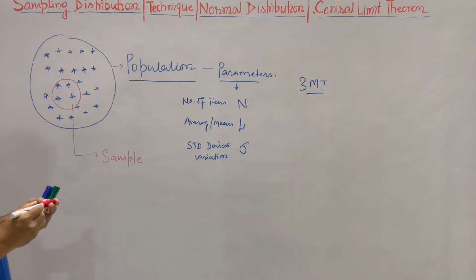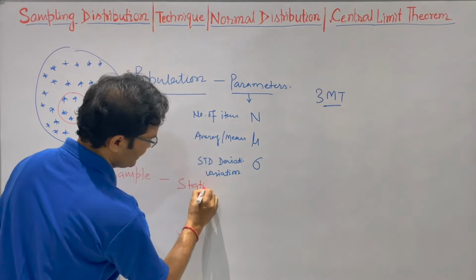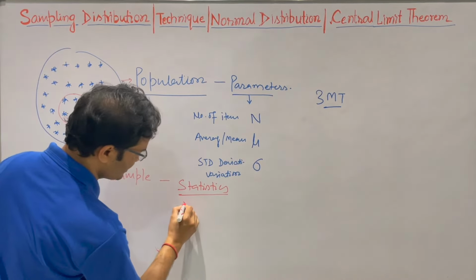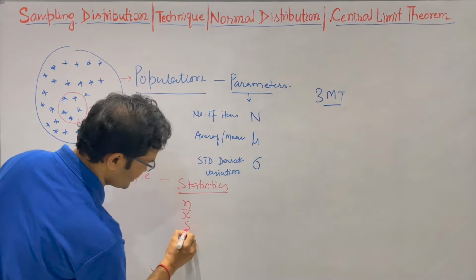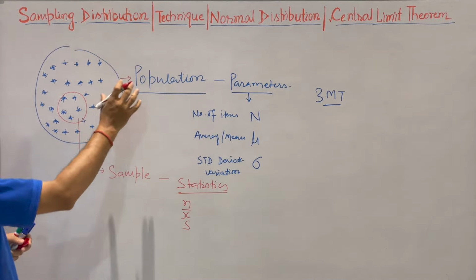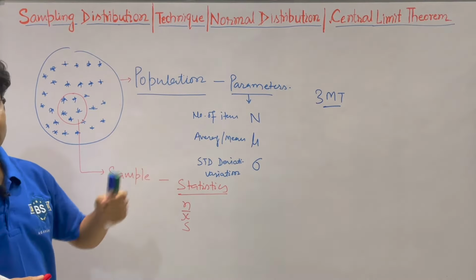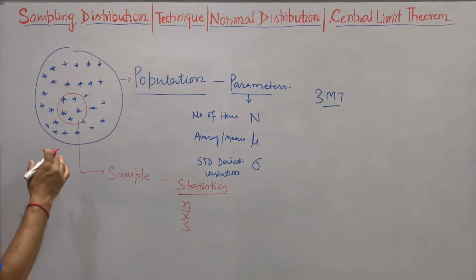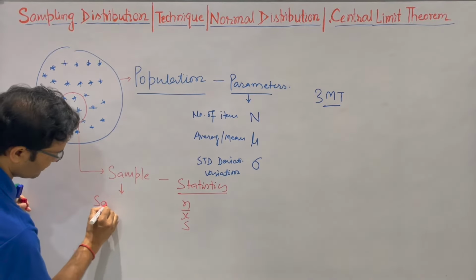We take the sample, but some terminology is different when you take a sample, and that terminology is called the statistics. So for the number of items we use n, for the average mean we use x bar, and for the standard deviation we use s, right? And again, this sample is a subset of the population that represents the population's parameters. And this mechanism of taking a sample is called sampling.